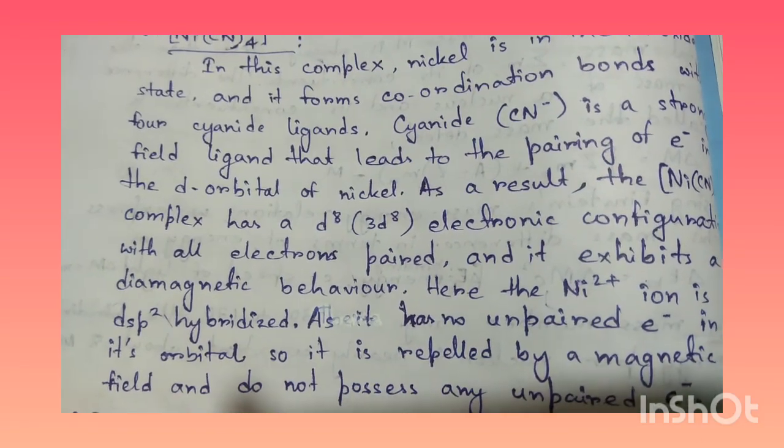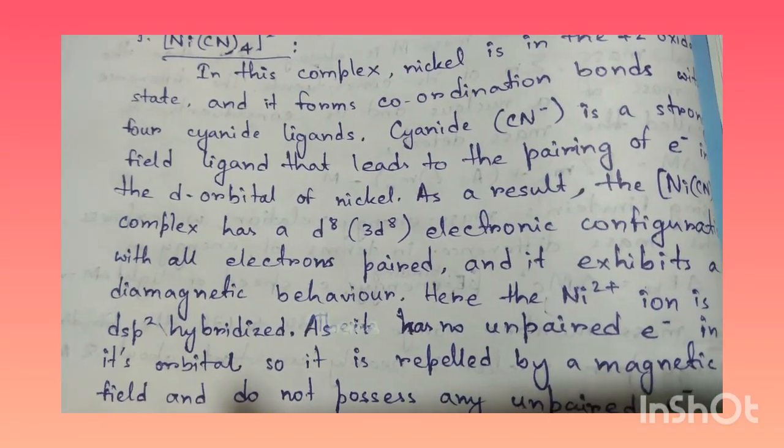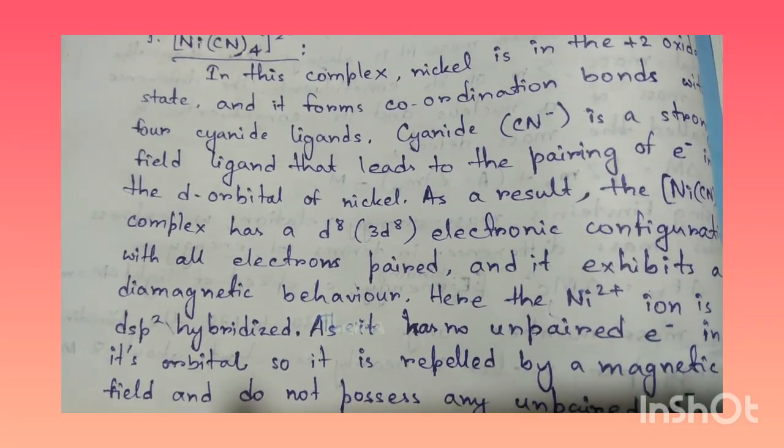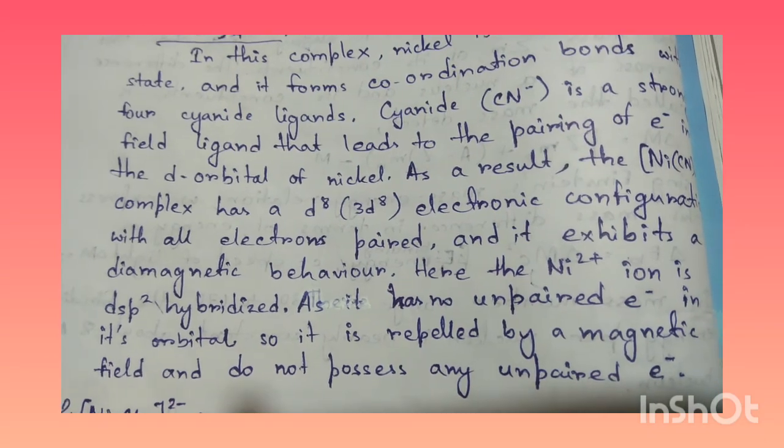Here the Ni2+ ion is dsp2 hybridized. As it has no unpaired electrons in its orbitals, it is repelled by a magnetic field and does not possess any unpaired electrons.